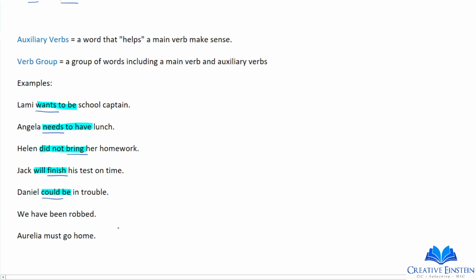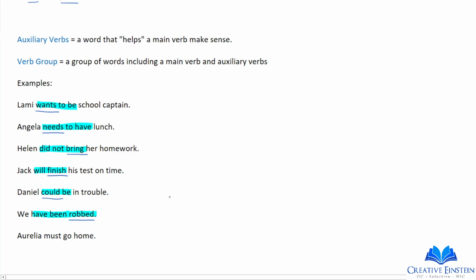We have been robbed. Robbed is our main verb. That's the actual doing word. Have been is the auxiliary. So they're the auxiliary verbs, which means have been robbed is our verb group.